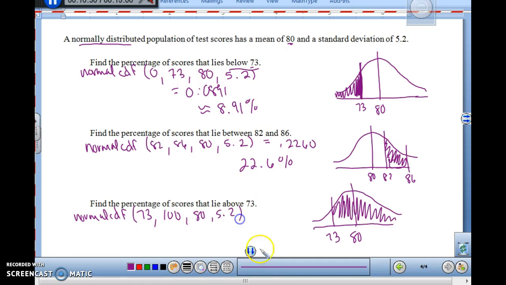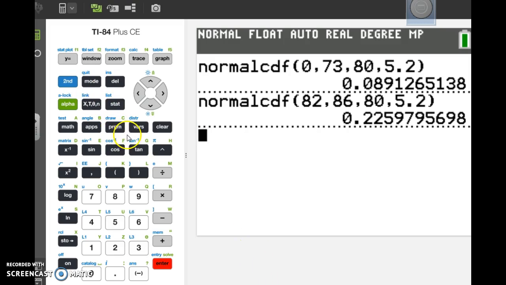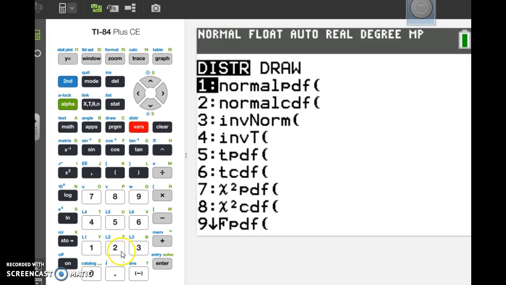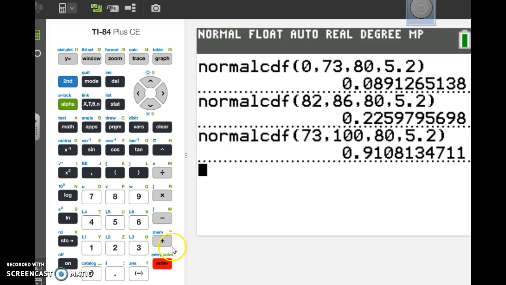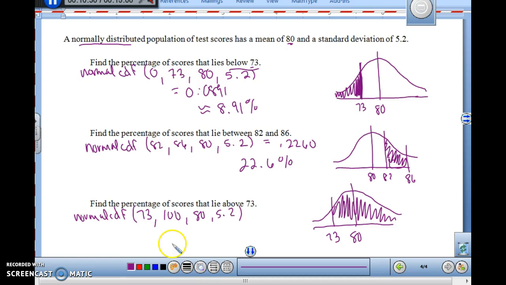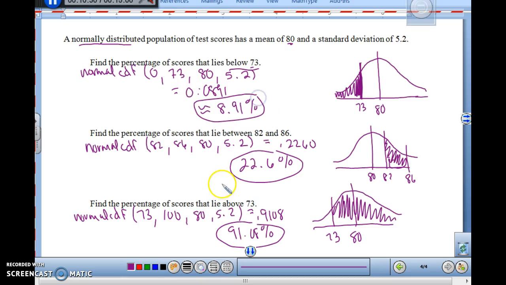All right, so I go to my calculator, second vars, normal CDF. I'm starting at 73, but this time I'm going to 100, 80, 5.2, paste, and I get about 0.9108, which is 91.08% of the scores. Okay, so there I go. All right, so that is normal CDF on the calculator. We'll save the last one to do for practice and the last question. So you're going to need a calculator when you do this on your homework.